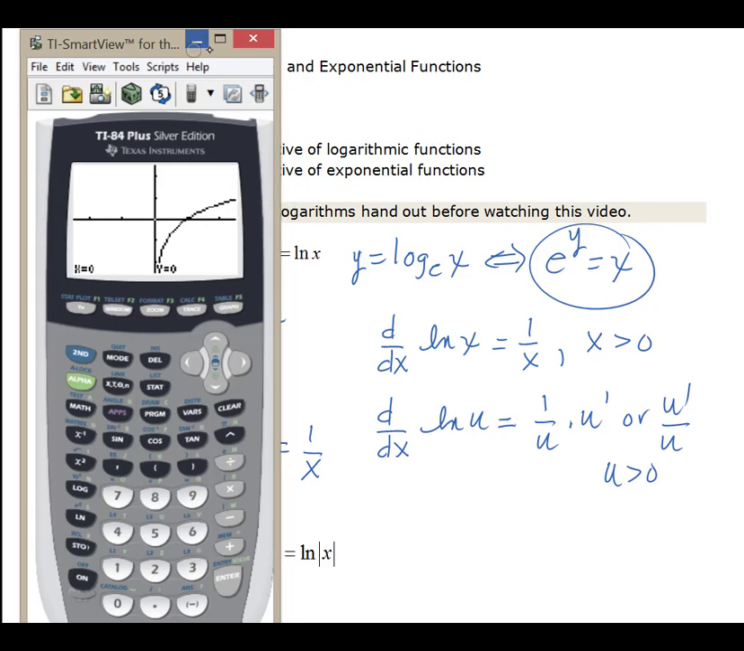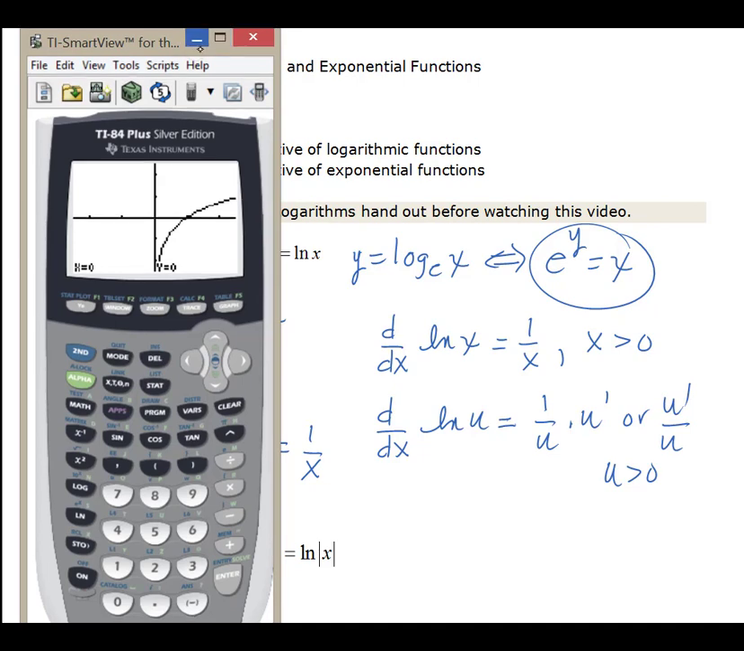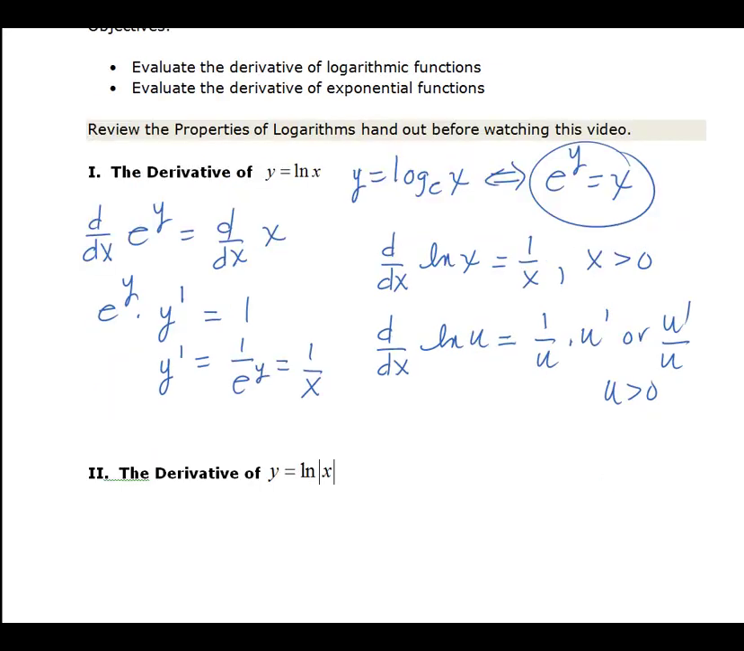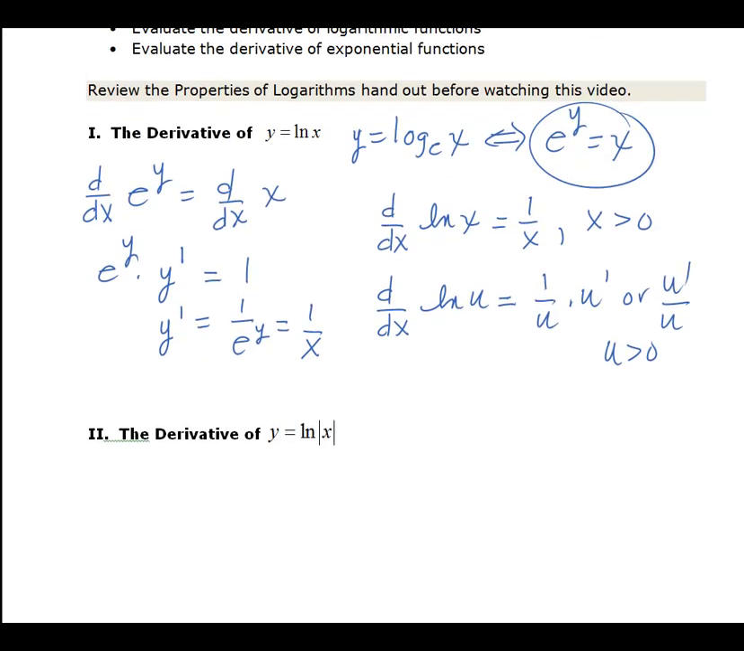All right. Now, I want to look at a slightly different version, and that is what happens when we take the derivative of the natural log of the absolute value of x.